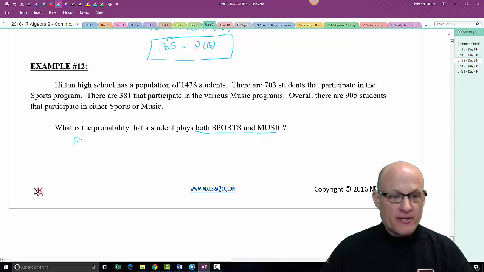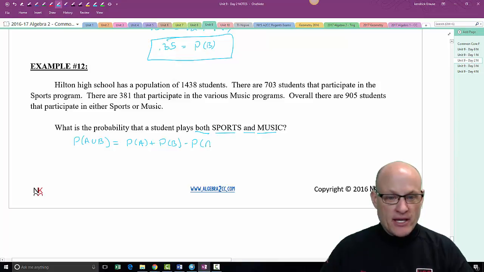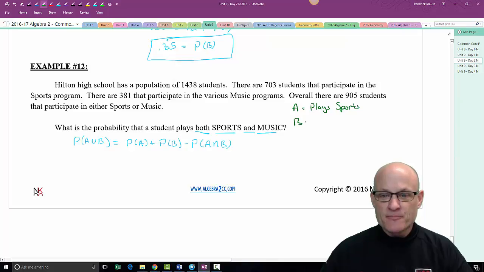All right, so let's write this up. Let's get our formula down. Probability of A or B is equal to the probability of A plus the probability of B minus the probability of A and B. Now, we have to define our events. So let's say A is play sports. And B is plays music, is in the music program.